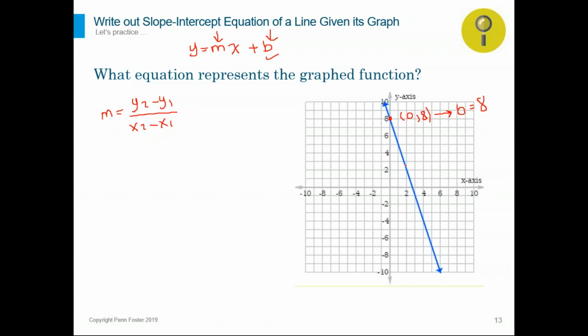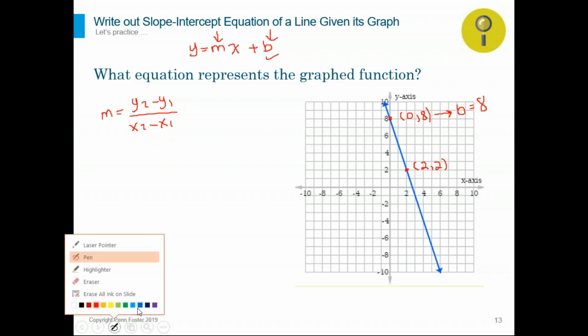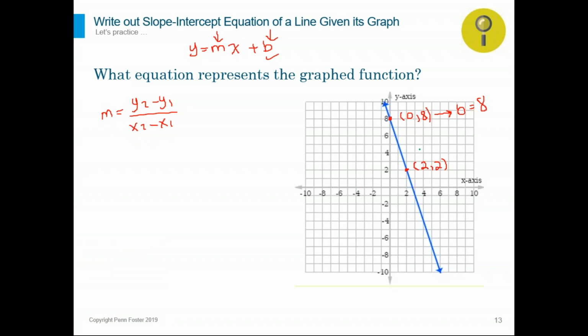Just pick a random point on the line. Any point that you think is easy to work with, so clear on the line, you can pick. For this one, I picked 2 and 2. Label your coordinates so you're able to do the math correctly on the formula. I picked x1, y1, x2, and y2. Okay, m equals y2, in this case is 2, minus, and then you have y1 is 8.